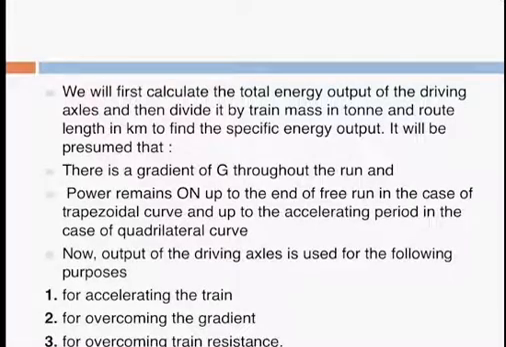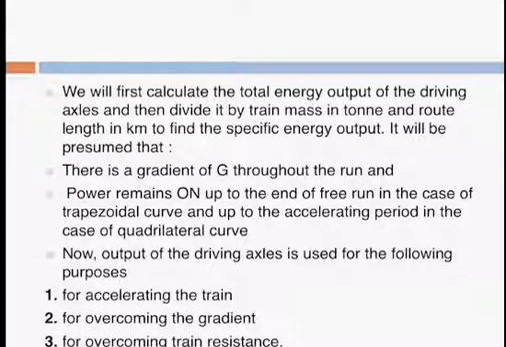We will first have to calculate the total energy output on driving axle, after that divide by the train mass in tonnes and then route length in kilometer. So specific energy output will be obtained in this way. In this, gradient G will be throughout the run, and power will remain on up to the end of free run in case of trapezoidal curve. Now, up to the acceleration period in case of quadrilateral curve.